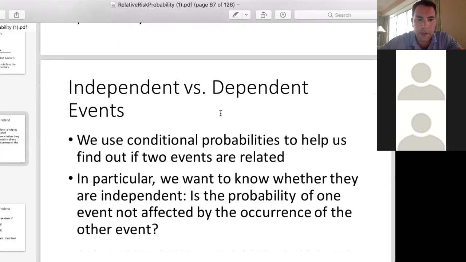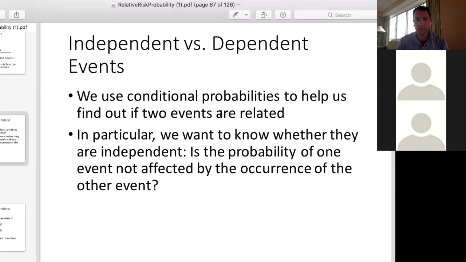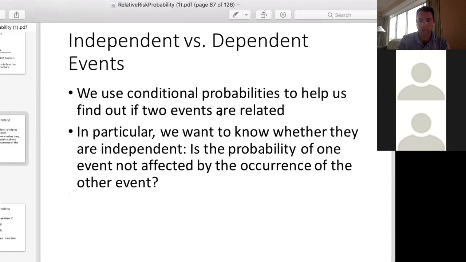First of all, we should talk about independent and dependent events, just to make sure that's clear. Independent events are when the probability of one event occurring has no effect on the other event occurring. So two unrelated events would be considered independent. A dependent event would be the probability of one thing having an effect on the probability of another thing happening.